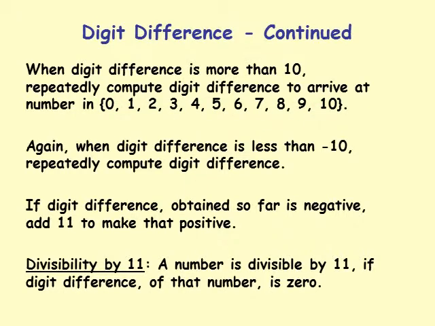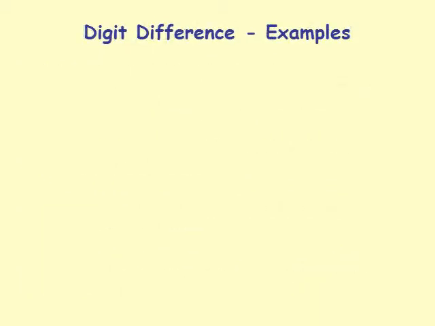Let's continue. Now, divisibility by 11. A number is divisible by 11 if the digit difference of that number is 0. A number is divisible by 11 if its remainder when we divide it by 11 is 0, and we already figured out that when the remainder is 0, so is the digit difference. Let's continue and have some examples.